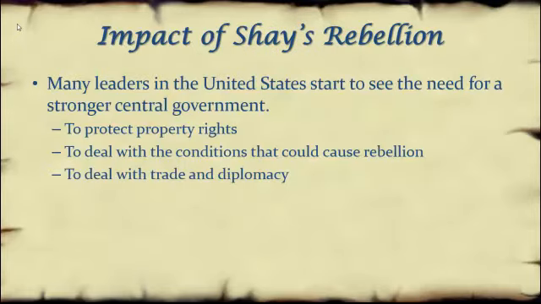But Shays' Rebellion, for a lot of Americans, leads these leaders to start seeing that the Articles aren't really working. A central government is going to be needed in order to govern these different states. And the central government needs to protect property rights, has to deal with conditions such as inflation that could cause rebellion, and also to deal with trade issues and diplomacy.